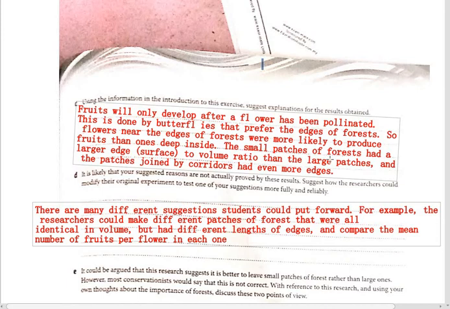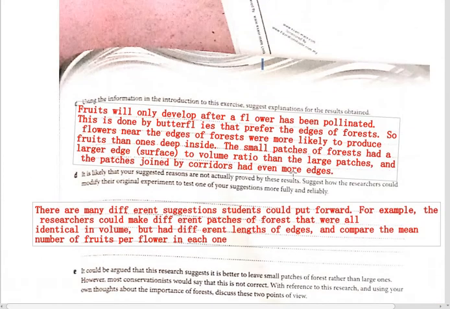So the small patch of the forest had a larger edge to volume ratio, meaning there's larger surface, or you can say if there are larger edges on the forest, there'll be a larger volume of butterflies who tend to do the pollination process among the flowers. So that's why there are more flowers on the edges than in the large patches which are deep inside, and the patches joined by corridors had even more edges.